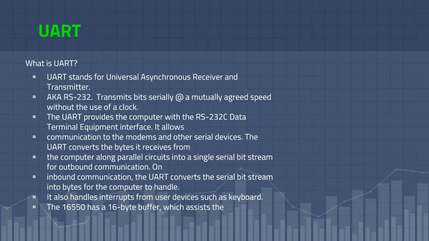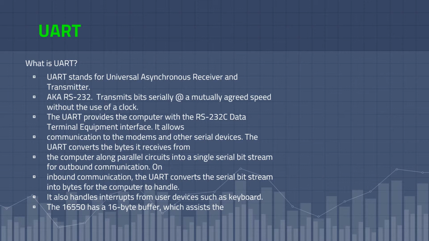The UART converts the bytes it receives from the computer along parallel circuits into a single serial bit stream for outbound communication. On inbound communication, the UART converts the serial bit stream into bytes for the computer to handle. It also handles interrupts from user devices such as keyboard. It has the ability to handle other forms of interrupts which require coordinating the process speed with the device speed. It does this by buffering the data so that the computer and serial devices are coordinated with one another.